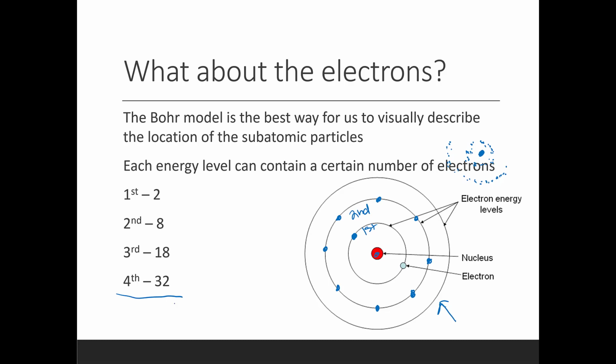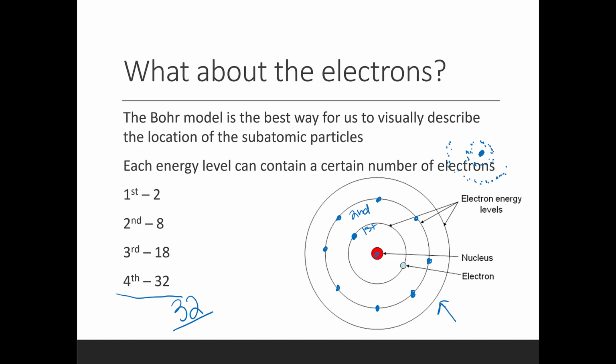Every energy level after the fourth has 32. So the fifth energy level can hold 32 electrons. The sixth energy level can hold 32 electrons. The seventh can hold 32. That's all you need to know. So 2, 8, 18, 32, and then it's just 32 from there on out.